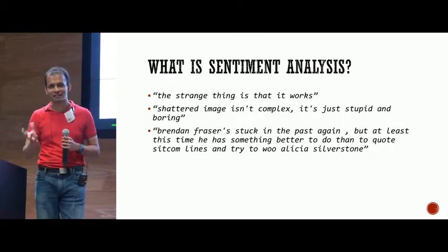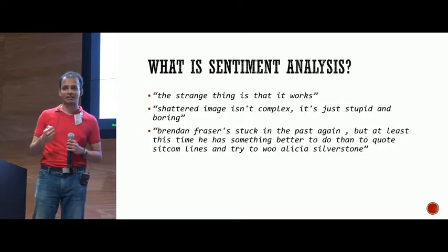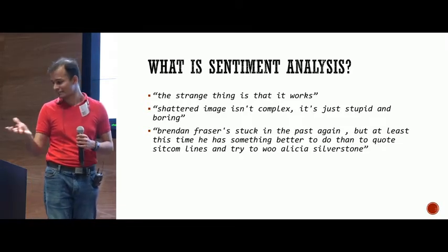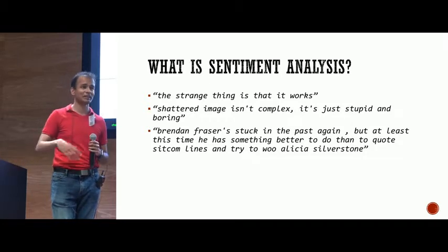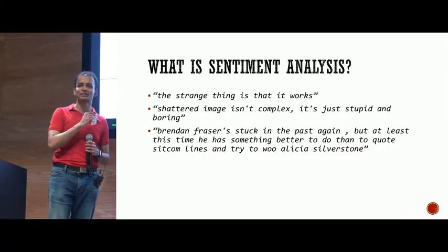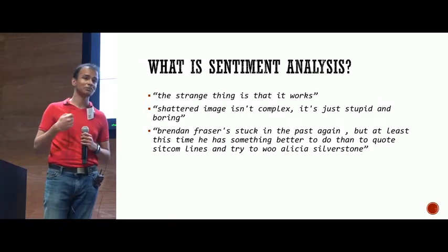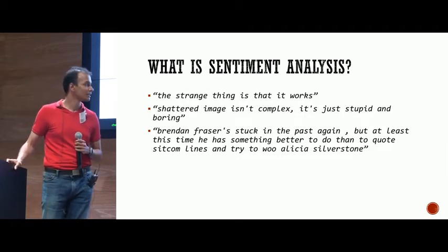So I can hear some negative, some positive here. This is the kind of ambiguity that we are trying to deal with. There are some lines which are positive. It says Brendan Fraser is stuck here in the past again, but he's at least trying something good, not just woo Alicia Silverstone, but actually this is negative according to the data set that we are trying to train, so we'll be training this as well. So this is actually a negative sentence.